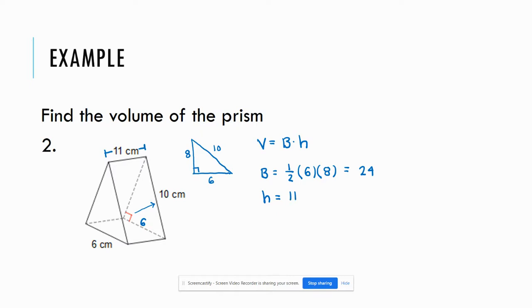And now that I have the base and the height, I can find the volume. So volume is going to be our area of the base times the height. So when we multiply those two numbers together, we're going to get 264 centimeters cubed. And this would be our volume.